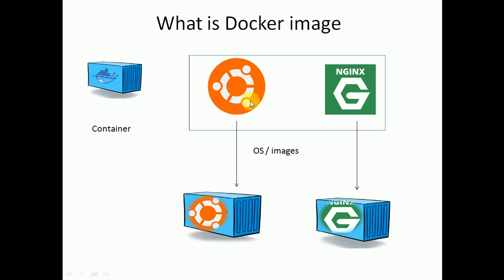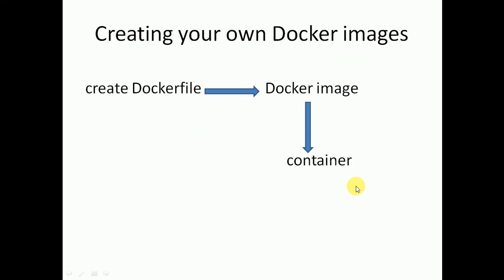As you can see, there are two OS. You can run any OS inside this container, but here I just took two examples, Ubuntu and Nginx. Ubuntu is one image, and you can create a Dockerfile and run your container with that image. Similarly, you can do it with Nginx. Now coming to the workflow, this is the flow to create a Docker image and run it as a container. First you need to create a Dockerfile, and after executing that Dockerfile you will get a Docker image, and using that image you'll run a container.